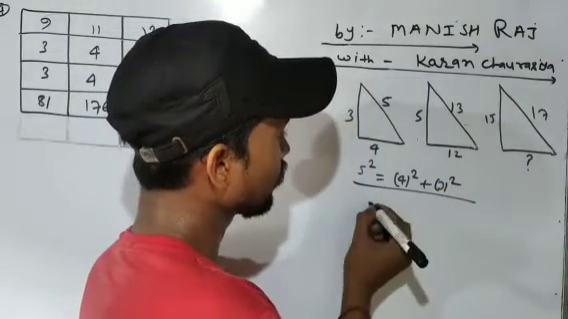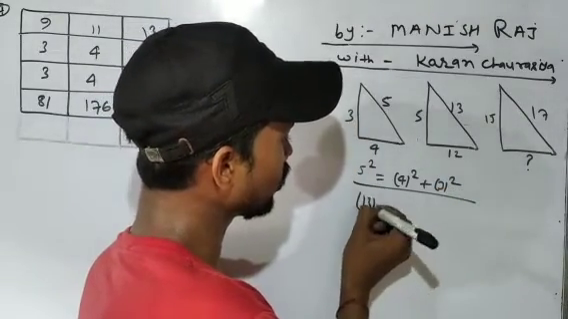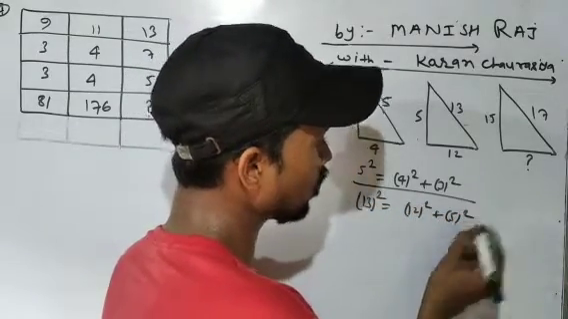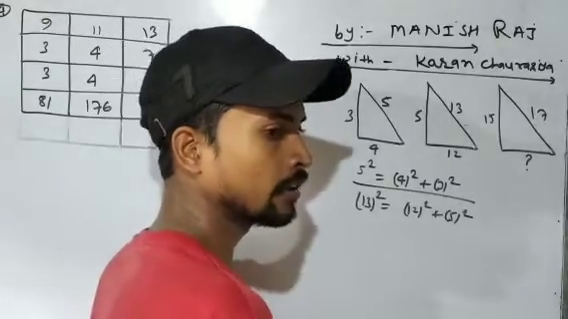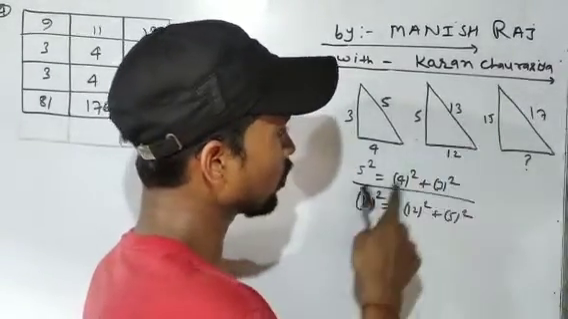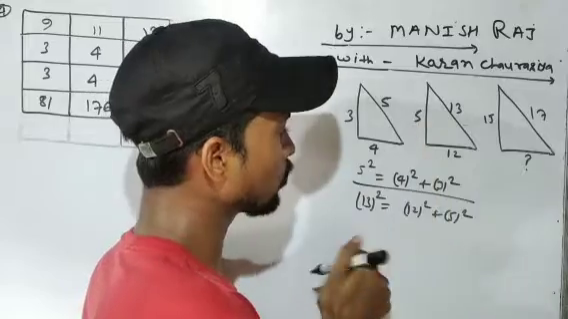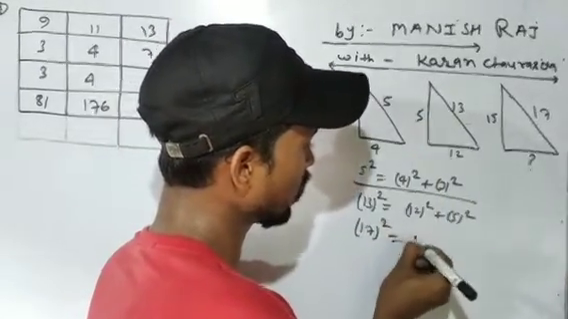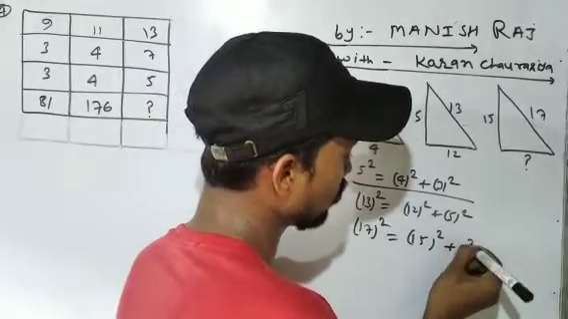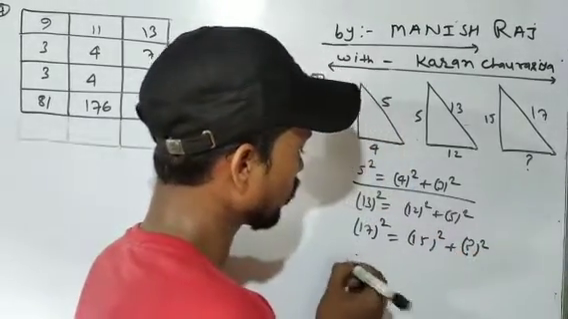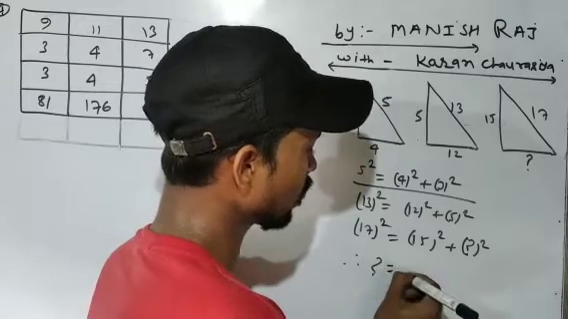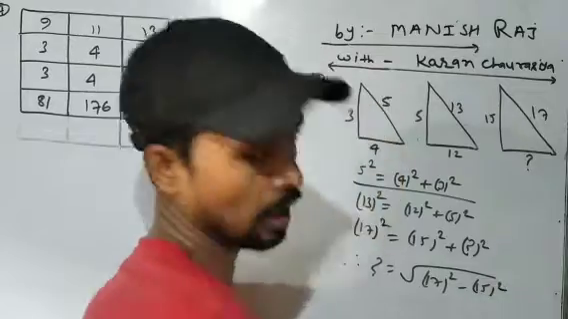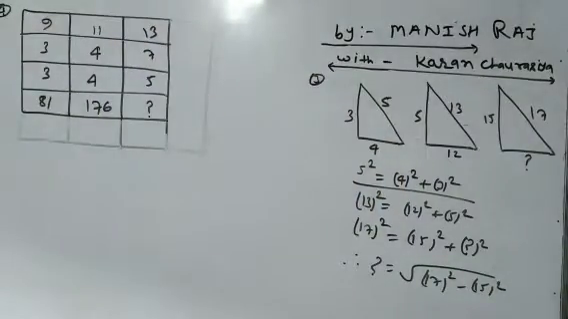Okay? And 13 squared equal to 12 squared plus 5 squared. We of course write here 13 squared equal to 12 squared plus 5 squared. Then we can of course write here 17 squared equal to 15 squared plus what squared. According to the place of what, we can of course write here 17 squared minus 15 squared. Okay.